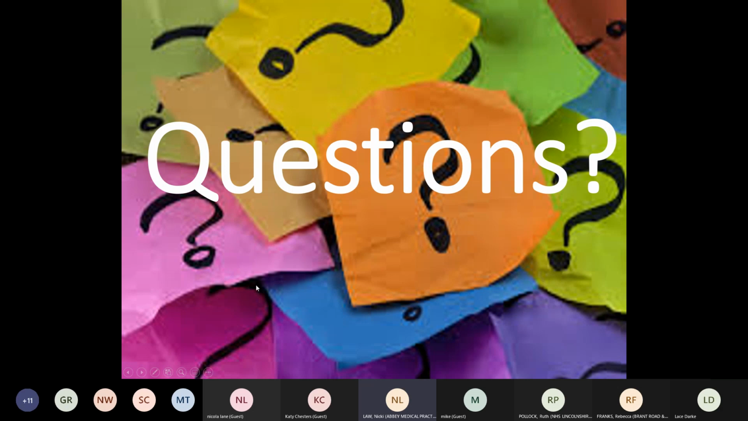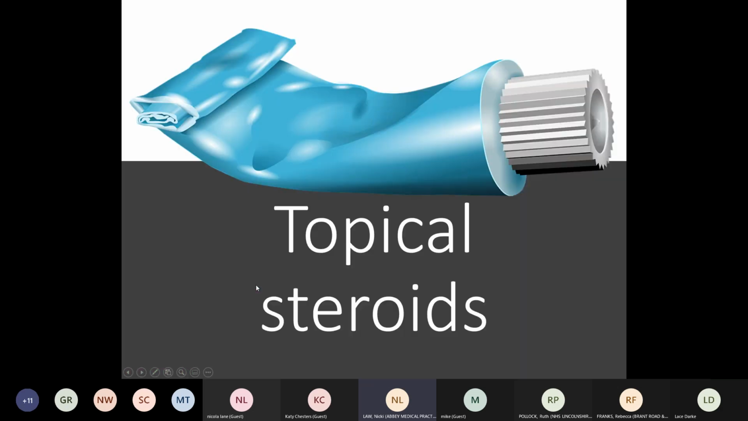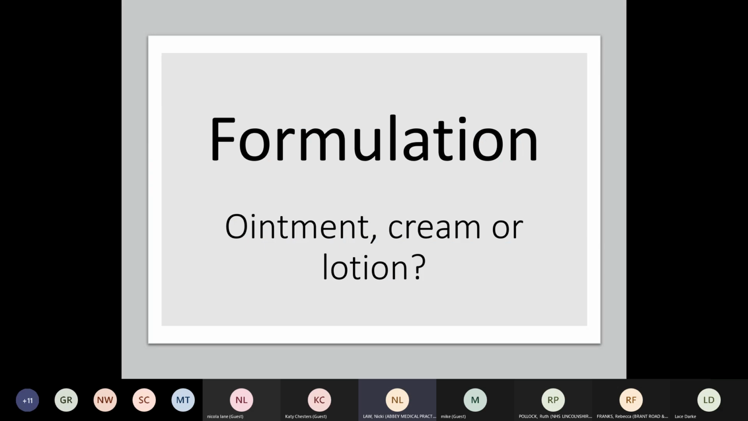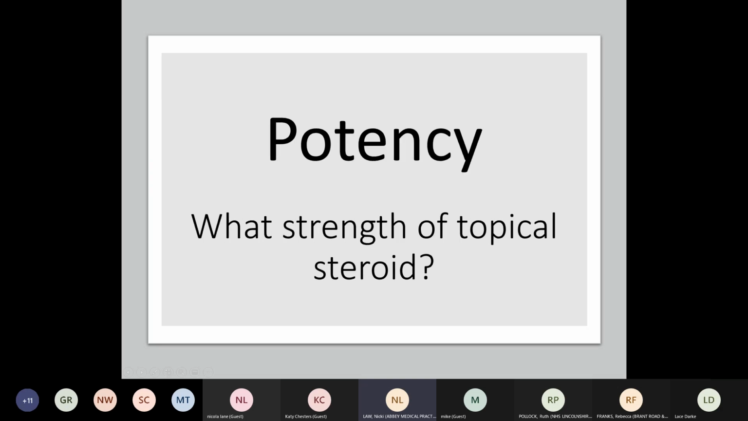Okay, no other questions? So we'll just talk a little bit about topical steroids now. Topical steroids also come as ointment, cream or lotion, which was something I wasn't aware of. I just thought they were the same. So the same kind of decisions apply, depending on how dry the thing that you're treating is, to help you select whether you are better trying an ointment, a cream or a lotion.